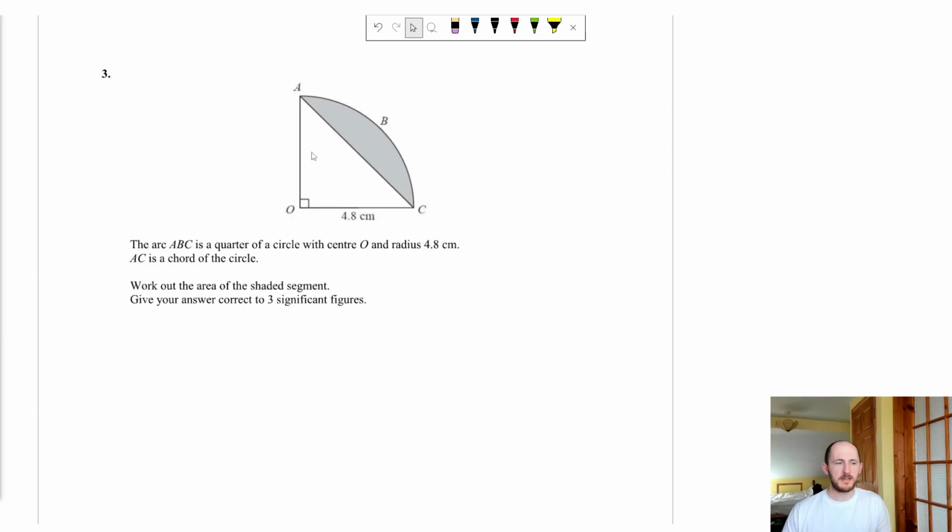Question number 3, we've got a little bit of geometry. So we have this arc ABC and it's part of a quarter of a circle with the center O, radius 4.8 meters, AC is a chord, and so on. Work out the area of the shaded segment.